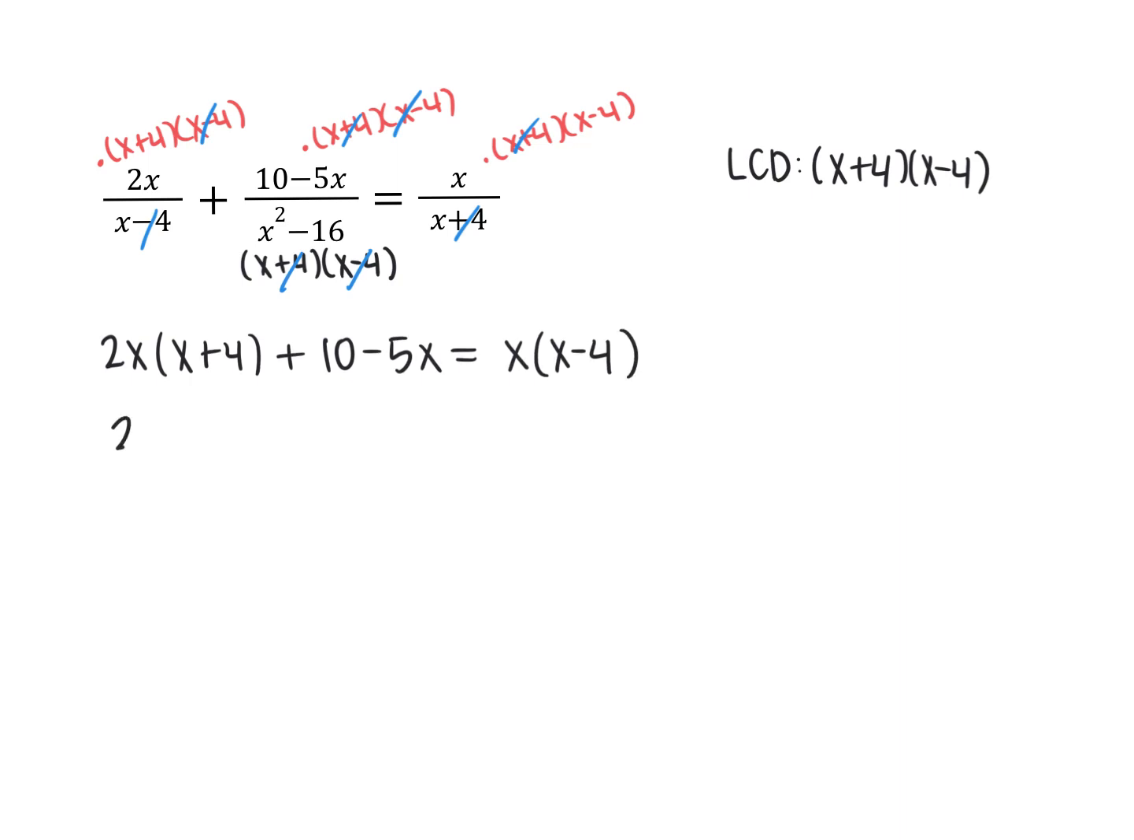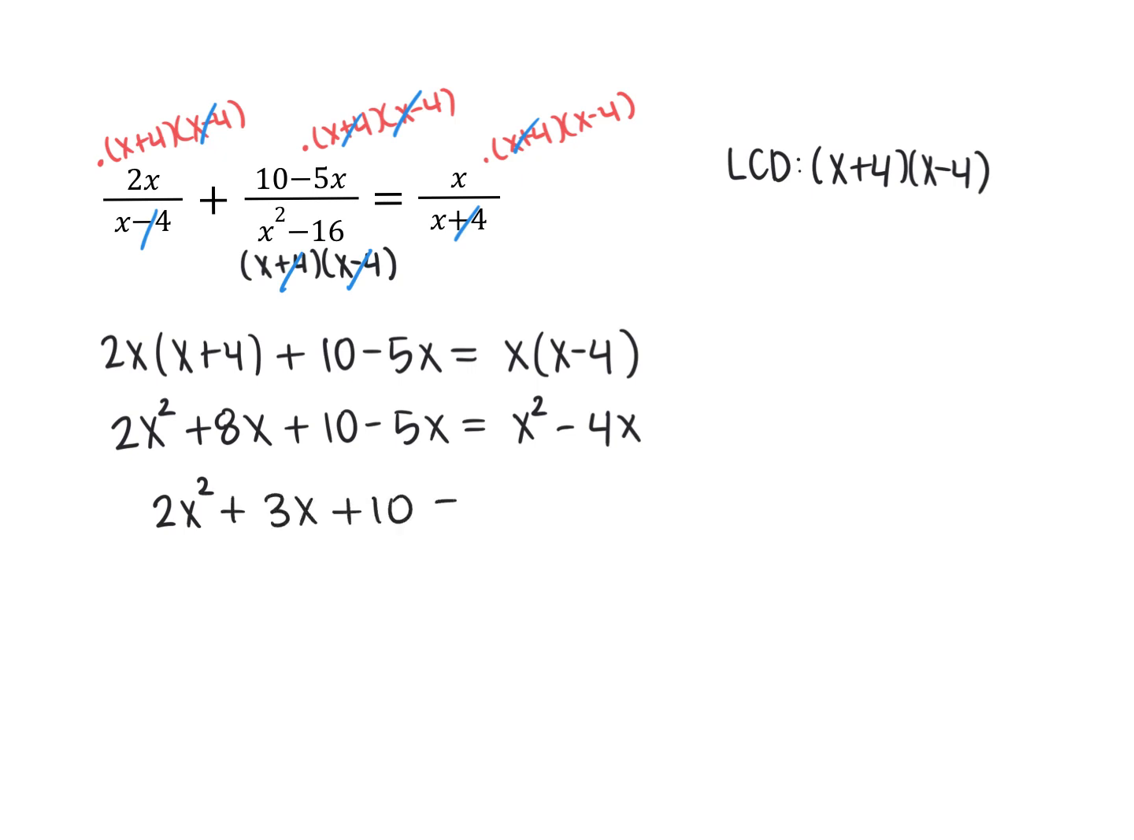So we distribute in their parentheses. We get 2x squared plus 8x plus 10 minus 5x equals x squared minus 4x. Going to combine like terms on the left, and we get 2x squared plus 3x plus 10 equals x squared minus 4x.